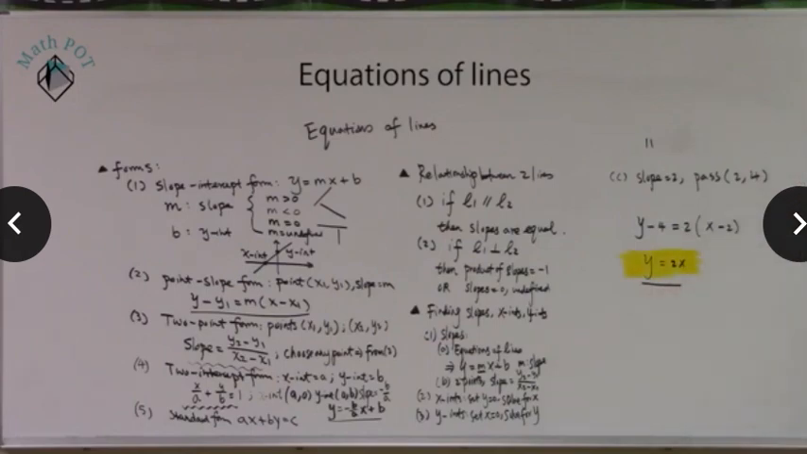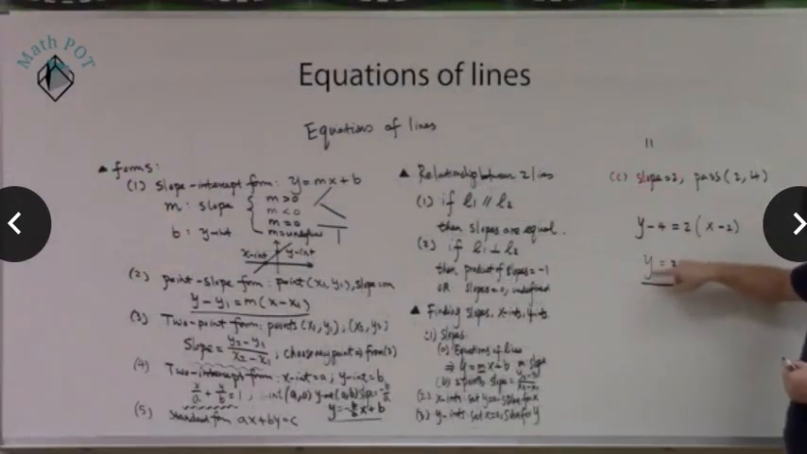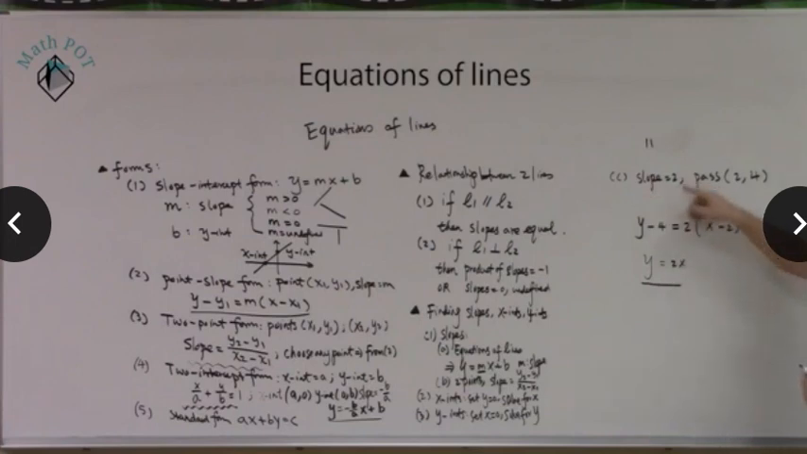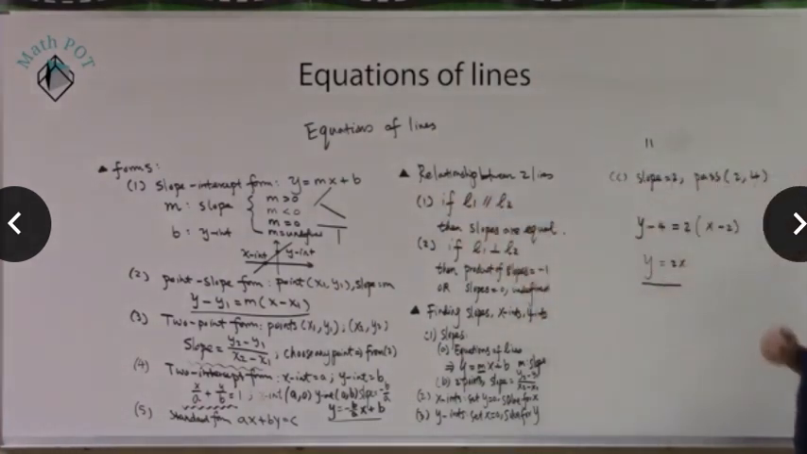If you're not sure whether this is right or wrong, all you do is check whether this equation of the line satisfies both conditions. Clearly the slope equals 2, because we're already in this form. That means the number before x must be equal to the slope.